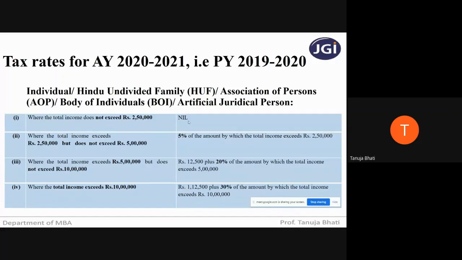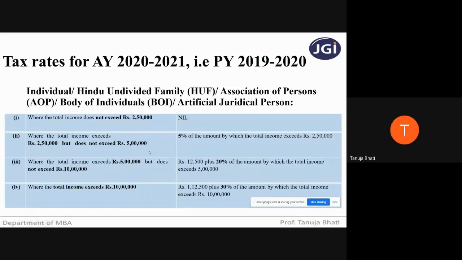That is, there is no tax applicable if the income in the previous year 1920 is not exceeding 2,50,000. Please don't apply any tax rate. Now, if the income is more than 2,50,000 but less than 5 lakh, then you have to charge 5% on the amount between 2,50,000 and 5 lakh.